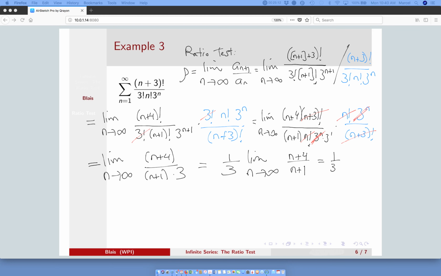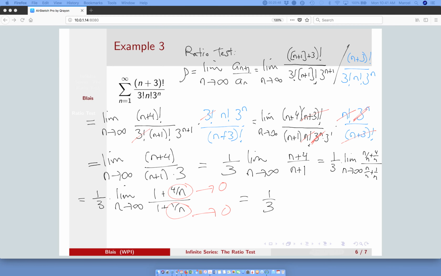We, again, divide top and bottom, all terms, by the highest power of n in the denominator, which is n. So n over n plus 4 over n over n plus 1 over n, which is 1/3 times the limit as n goes to infinity of 1 plus 4 over n over 1 plus 1 over n. Applying our limit laws, the terms involving n approach 0, and so the limit is 1/3 times 1, or 1/3.